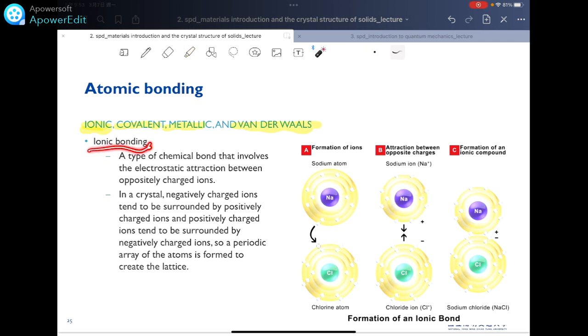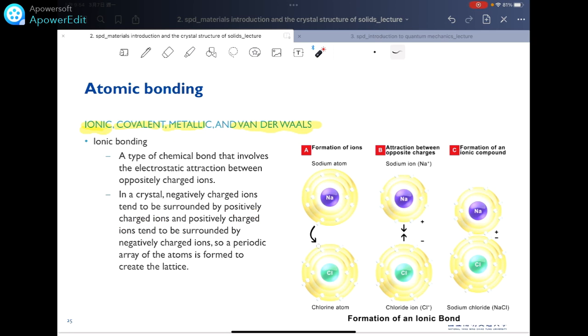So ionic bonding is a typical chemical bond that involves the electrostatic attraction between oppositely charged ions. So in the crystal, the negatively charged ions tend to be surrounded by the positively charged ions. So we have the positive and negative that will be attracted to each other. So then we can form this as a bond.